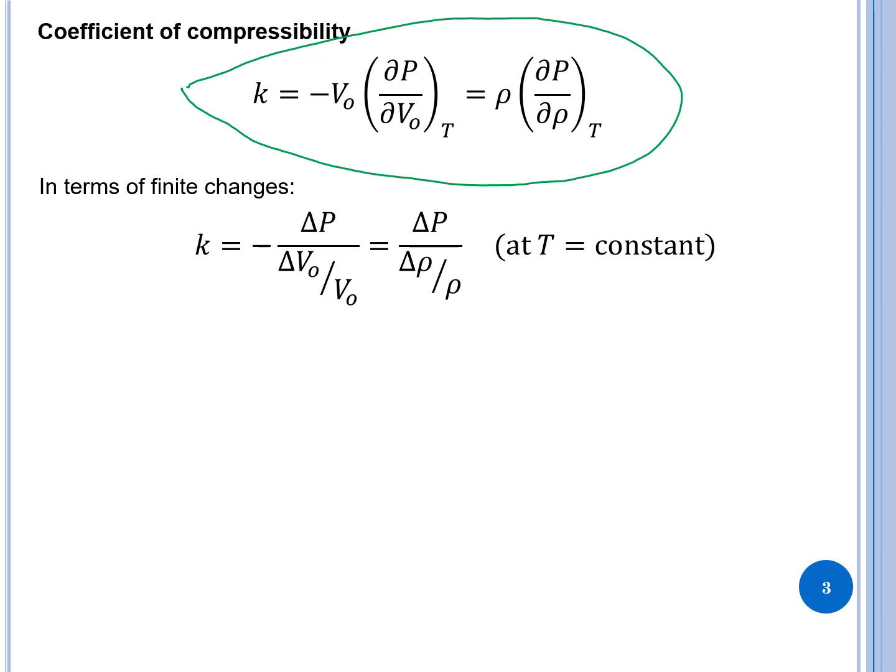Now the relationship between pressure and volume is not linear. For example, I just plot here. Here is pressure and here is volume. You increase volume, pressure decreases. You decrease volume, pressure increases, and say this is the curve that I get.